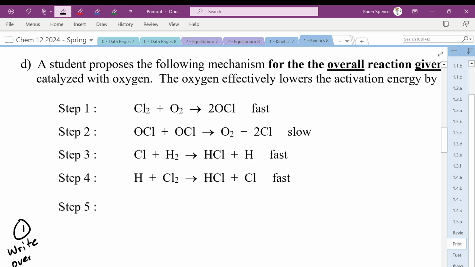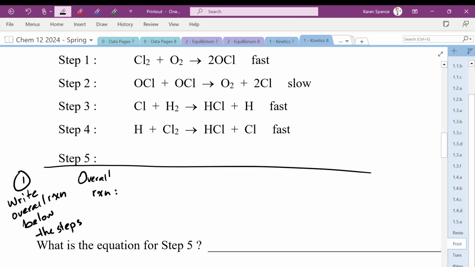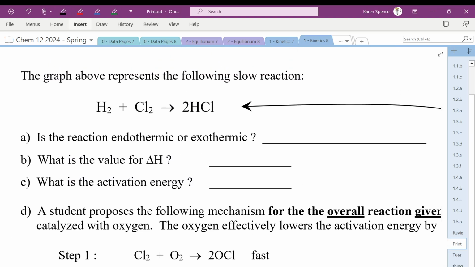Write the overall reaction below the steps. So that's the first thing you're going to do when solving for a step. We're going to write our overall reaction, and I'm going to draw a line so I know it's the overall reaction. And how do I know what the overall reaction is?